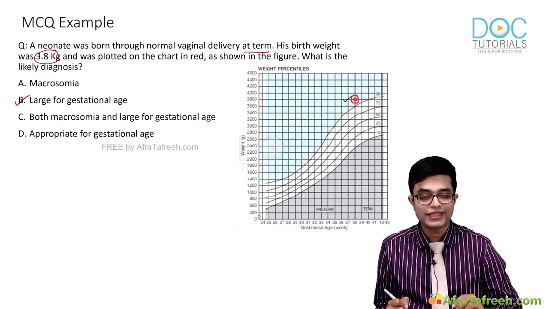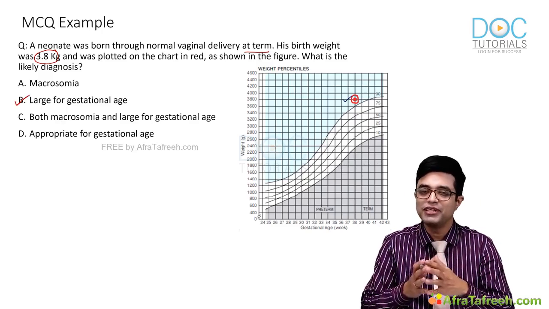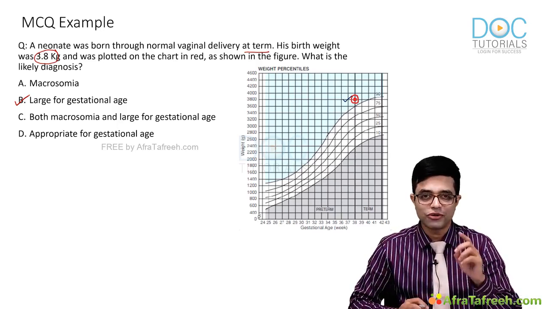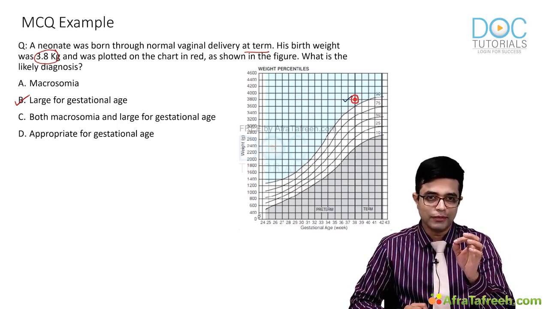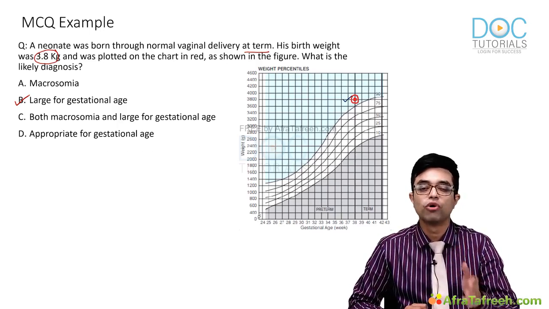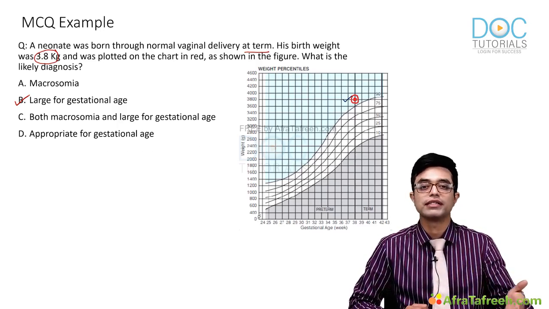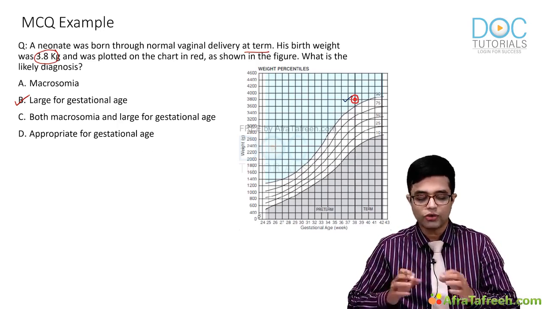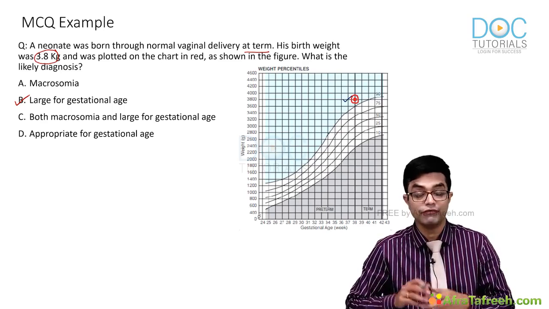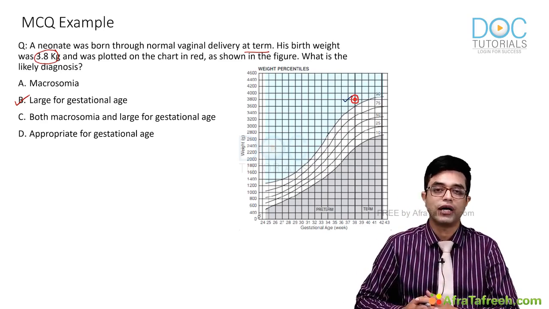Why is the option not C? Because what is the definition for macrosomia? The word macrosomia is used when the birth weight is equal to or more than 4 kg. That is a separate classification. So this is how questions can be asked. Based upon this, visuals can be asked and you are supposed to answer.